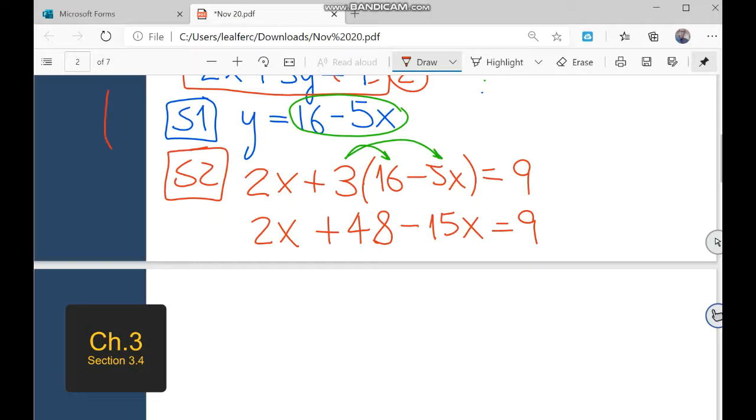Great! And the last thing for step 2, we will combine like terms. We have 2x and negative 15x. Combine 2x minus 15x, minus 13x. So 48 minus 13x equals 9.